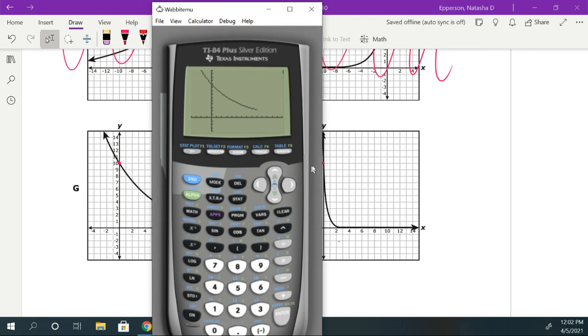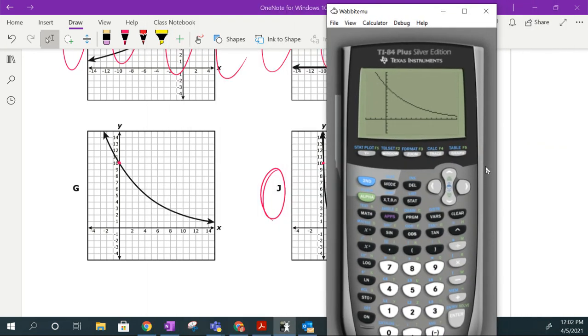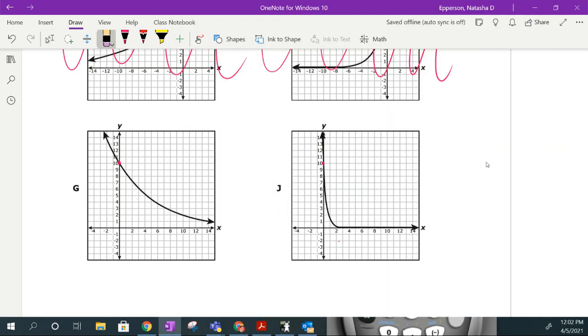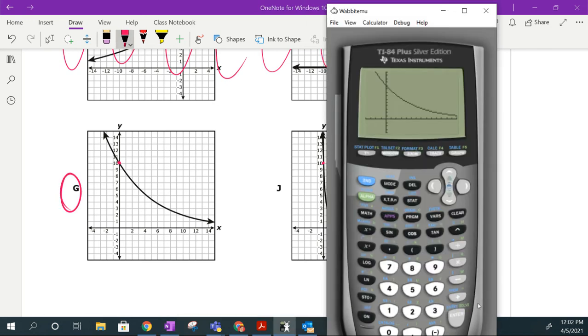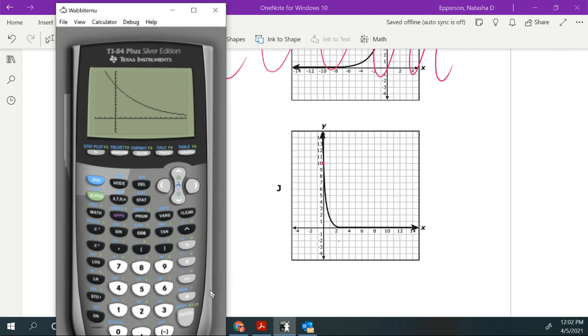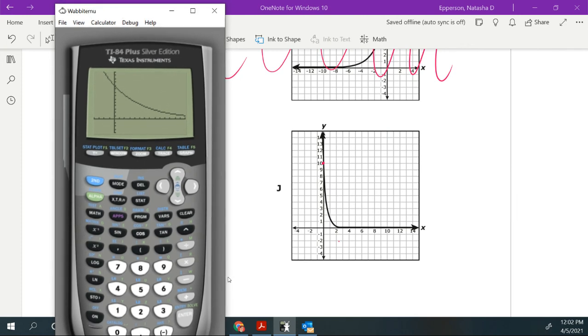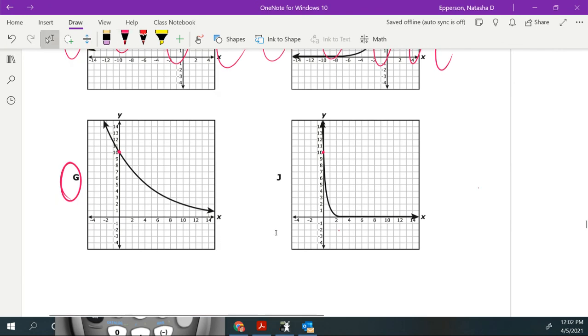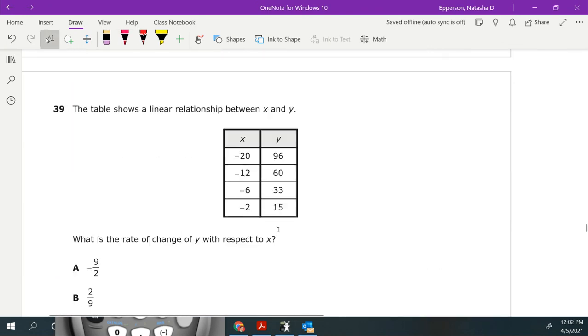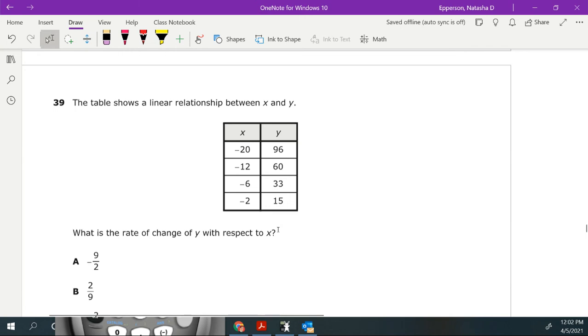Oh, no, actually, that one looks more closely like what our graph is. So they're probably doing some rounding there. It might actually just look like it's really close. So G has to be our answer choice, because J, in terms of the window that we're looking at, is too much of a steep curve. Let's see if I can get a couple more questions in so we have a nice even number.